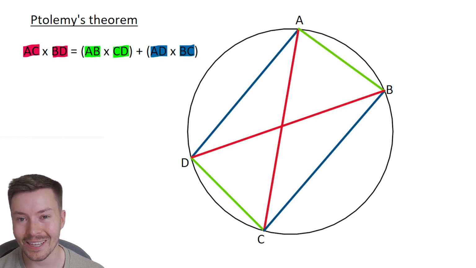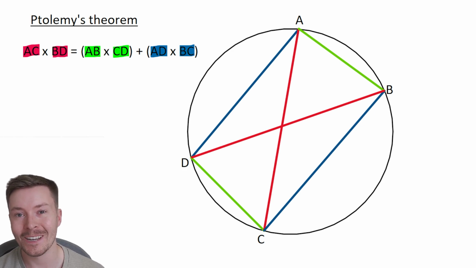So multiply the diagonals, and that's equal to the two green sides multiplied together added to the two blue sides multiplied together. Now, that will always be true for cyclic quadrilaterals, and you can see, hopefully, why that is going to be useful for my cyclic quadrilateral.